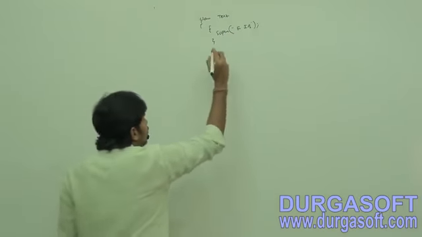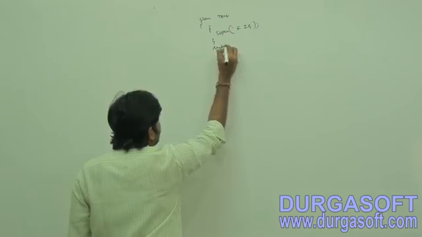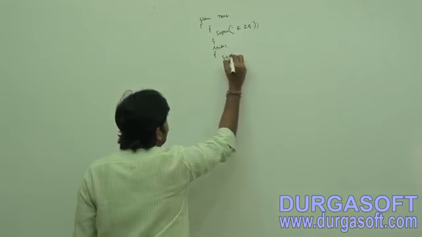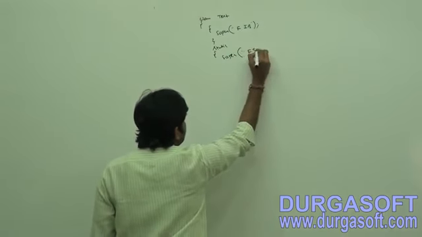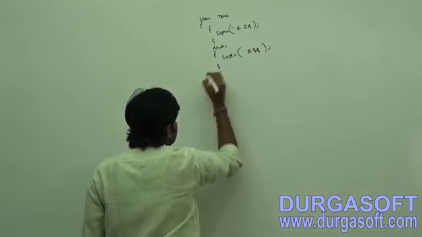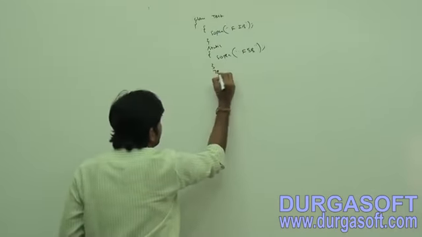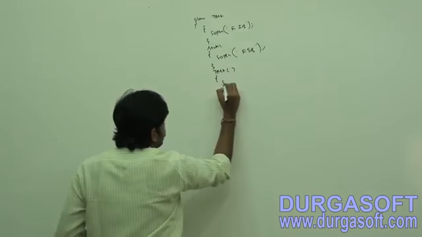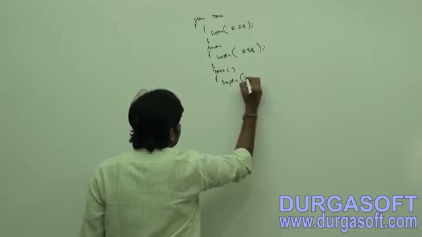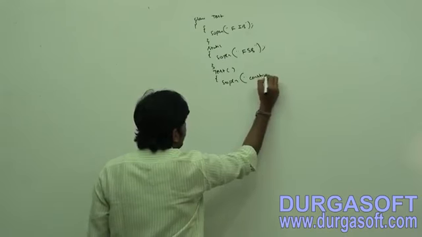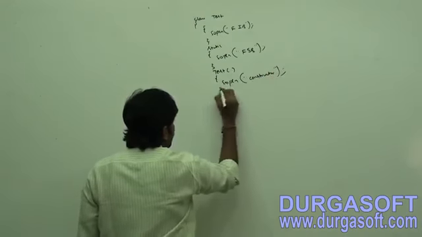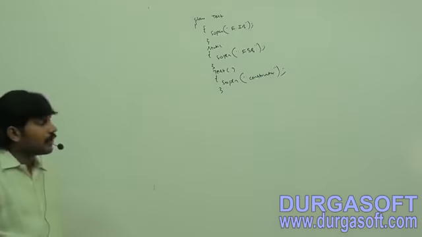Now I am taking a static block. System.out.println, first static block. Next I am taking Test constructor. System.out.println, SOP of constructor.